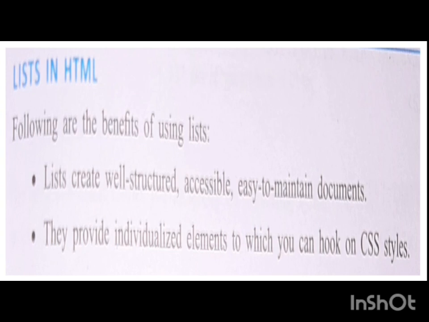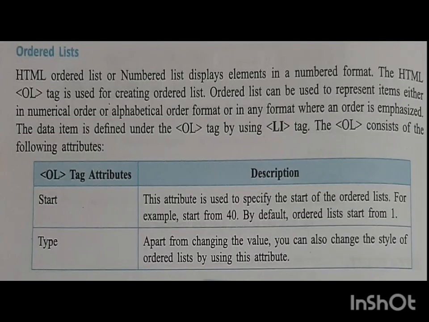Now lists should be well-structured, accessible, easy-to-maintain documents. They provide individualized elements which you can hook CSS styles onto, which we are going to study later on. So now class, the first type of list that we have is the ordered list. Ordered list is specially, you can say, in MS Word we call it a numbered type.